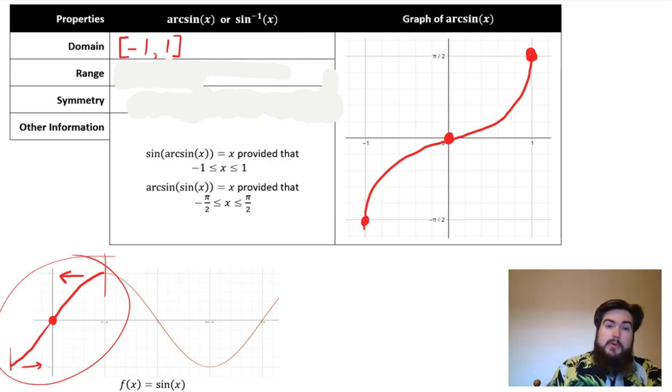It has to be restricted between -1 and 1 because sine still has to be opposite over hypotenuse. If you had a ratio bigger than 1, that would imply the opposite's bigger than the hypotenuse.